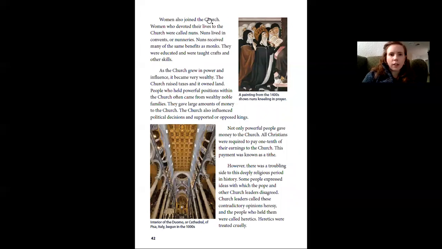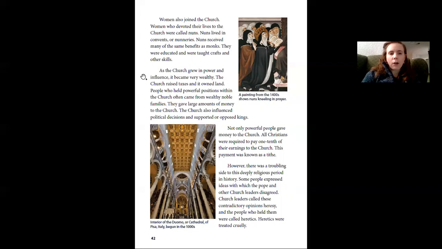Women also joined the church. Women who devoted their lives to the church were called nuns. Nuns lived in convents or nunneries. Nuns received many of the same benefits as monks. They were educated and were taught crafts and other skills.